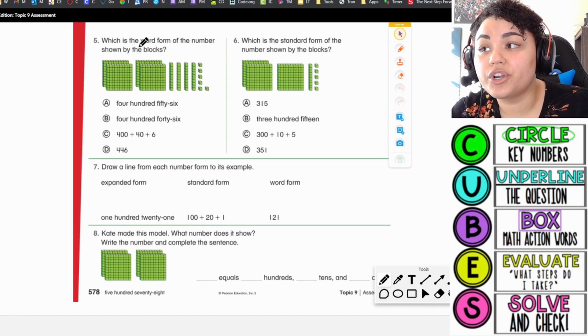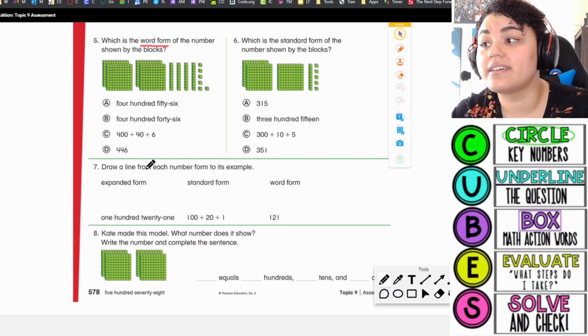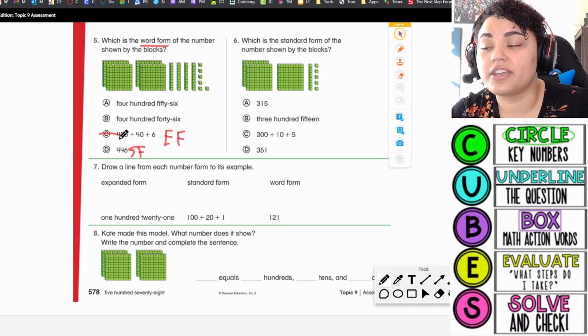Which is the word form? Underline anytime it says a form so you know what you have to pick. Because as you can see here, this is going to be standard form, and this is going to be expanded form. So we don't want to choose these ones at all. We can cross those off right at the beginning because it's asking what is the word form.